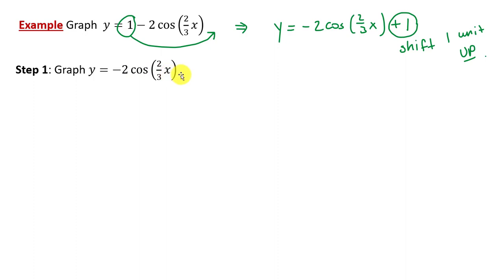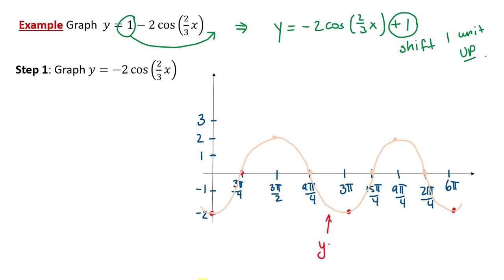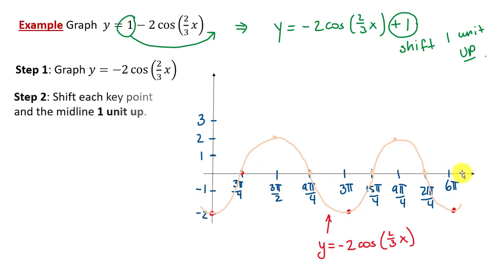And again, this is the function that we graphed in the previous video, so I'm not going over the steps. Let me just show you the result we obtained in the previous video. So here's the graph of the function y equals -2 cosine of 2 over 3 x. As you can see, it's graphed very lightly, since it's not our final answer. But that's the graph that I'm going to shift 1 unit up, meaning that every key point of this graph will be shifted 1 unit up, and so will the midline, the line that's kind of holding the graph. So here's where the midline is going to be after the shift.